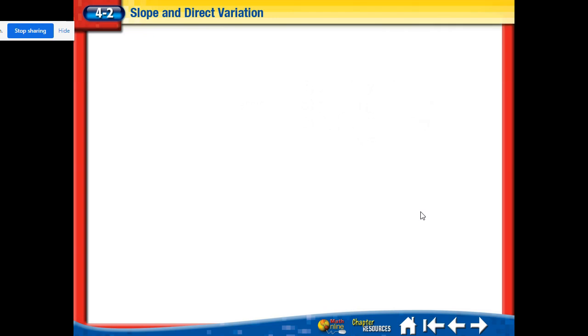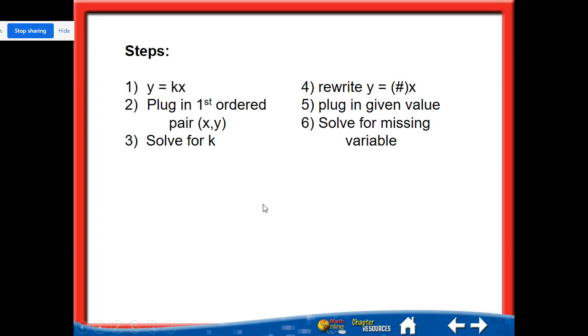All right, now let's deal with the direct variation problems. How do we do that? We have some steps here. So I have 2 different columns to go ahead and do this. Our first step is just y equals kx. And then we're going to plug in our first ordered pair into the x and y. Obviously, that leaves us just k, so we're going to solve for k by dividing by that x. Then we're going to rewrite it as y equals whatever that number is, times x. We're going to plug in whatever value they want us to give, and then we're going to solve for the missing variable. So let me show you how this works.